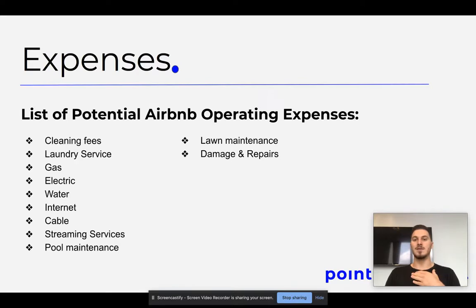Okay. What I like to do is I say $200 per month per home. I put that aside, and I say when we run into some sort of issue, I'll have money there to take care of it.